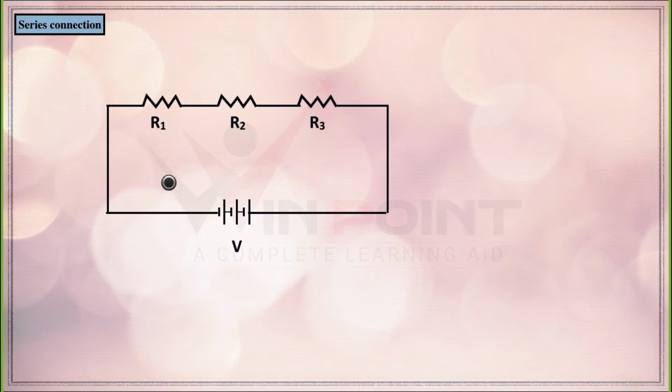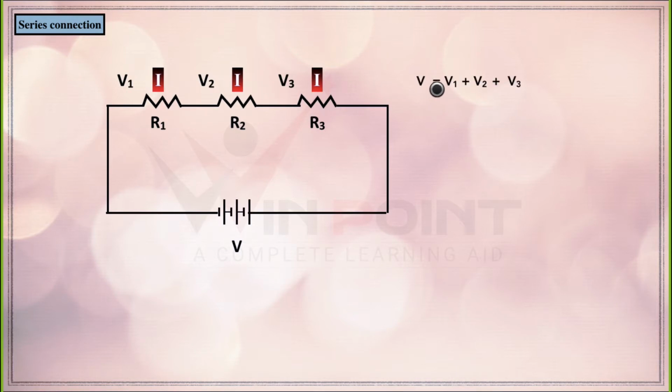In series connection, the current is flowing through this circuit, right? There is a potential difference also. In series connection, the potential difference will be different, but the current will be the same in each resistor. So here the potential difference across R1 is V1. Between the two ends of R2, the potential difference is V2. Between the two ends of R3, the potential difference is V3. And the current is the same everywhere.